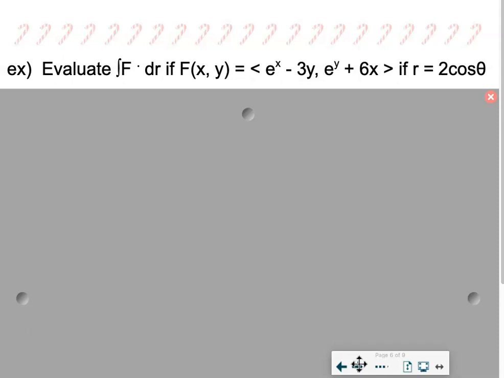So do you guys remember 2 cosine theta? When in doubt, plot points, right? That's what my geometry teacher always used to say. Is the circle above or is it next to it? Plug in. When theta is 0, which is here, right? What's your radius? 2. Okay. When theta is pi halves, which is up here, what's your radius? 0, right? See if you can plot a few points and figure out where it is.